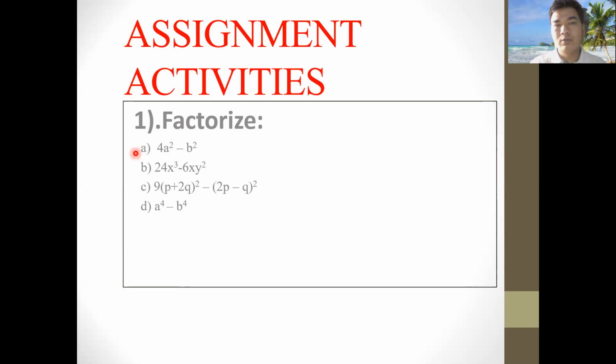Look at this question. First, for a square minus b square: a) 4a square minus b square, b) 24x cubed minus 6xy square, c) 9 into the bracket (p plus 2q) whole square minus (2p minus q) whole square, and d) a power 4 minus b power 4. Now let's see its solution.